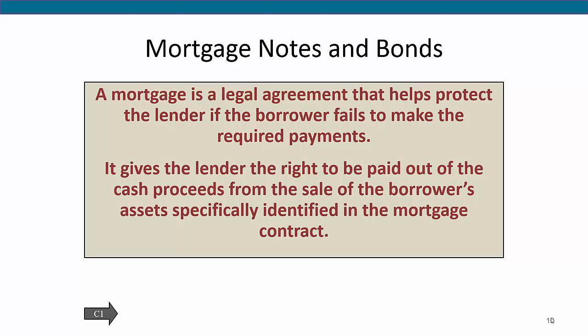And finally, a mortgage is a legal agreement that helps protect a lender if a borrower fails to make required payments. A mortgage gives the lender a right to be paid from the cash proceeds of the sale of a borrower's assets identified in the mortgage. Mortgage notes are especially popular in the purchase of homes and the acquisition of plant assets. A legal document called a mortgage contract describes the mortgage terms and gives the lender the right to sell the house or the other asset and to be paid out of the cash proceeds from the sale if the borrower defaults on the loan payment.